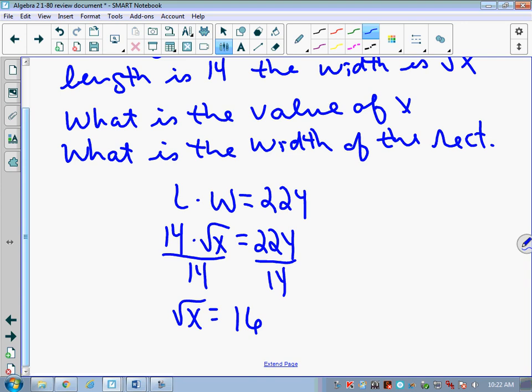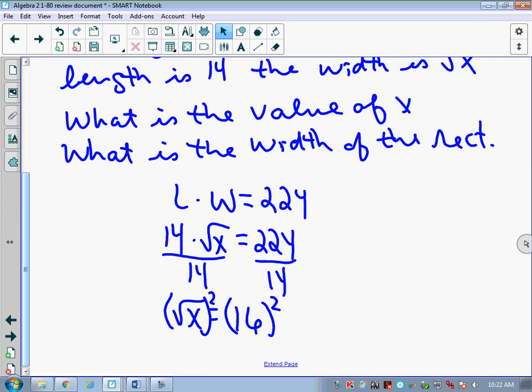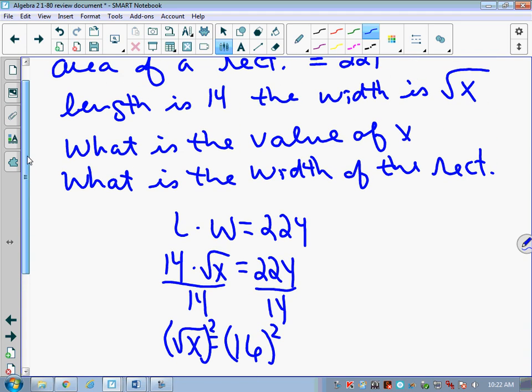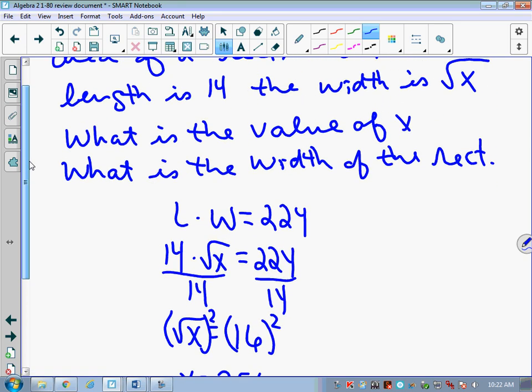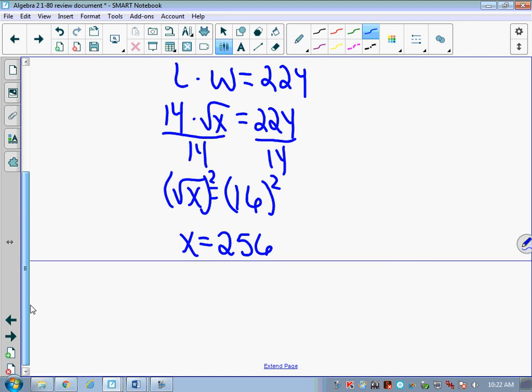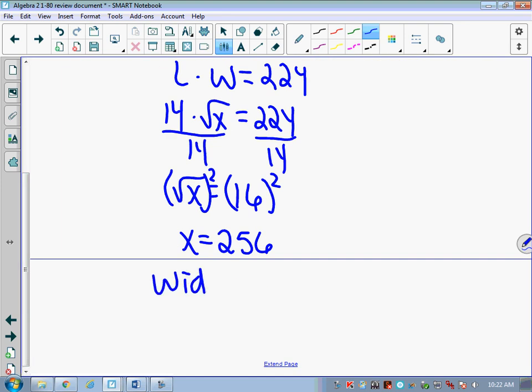Square both sides, right? Okay, so square both sides. Okay, so x equals what? 256. Okay, x equals 256. But keep in mind, the width is the square root of 256. Okay, so we answered the question, what is the value of x? But what is the width? What does the width equal?